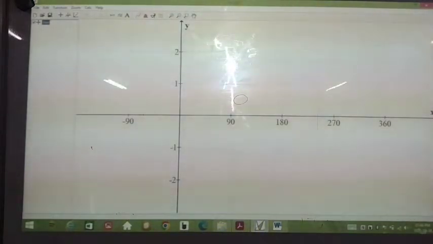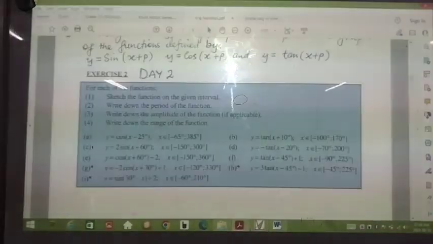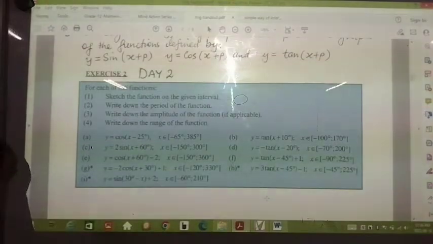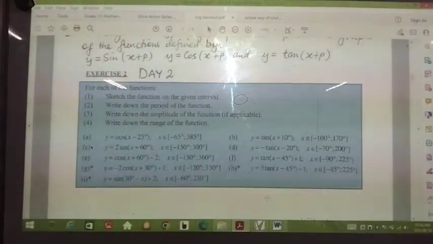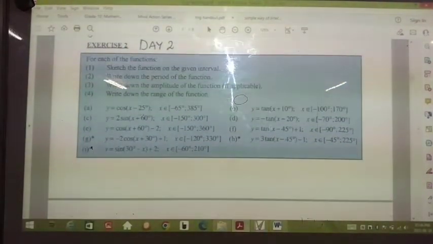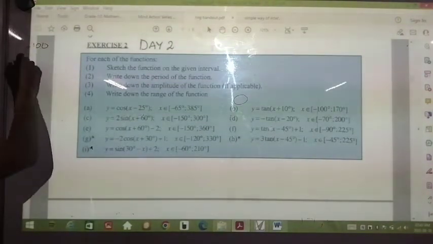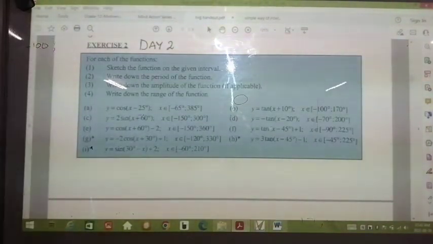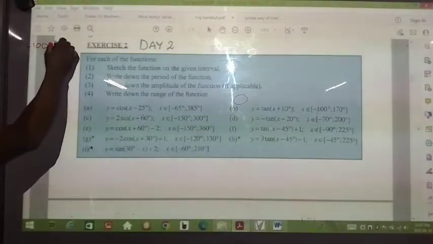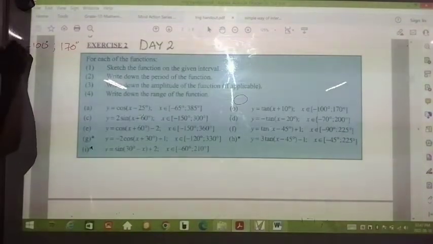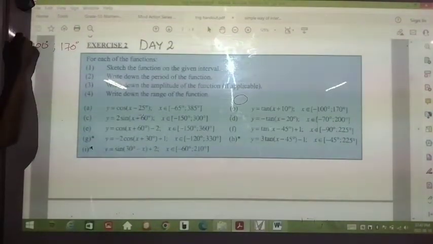And also we need to consider the interval that the question is giving us. That is x from negative 100 to 170 degrees.